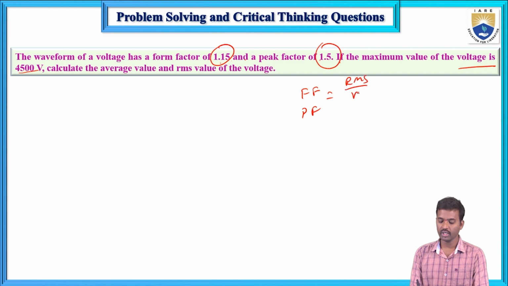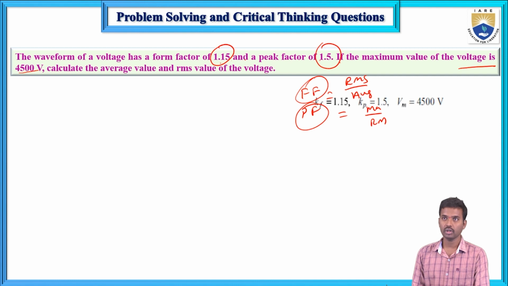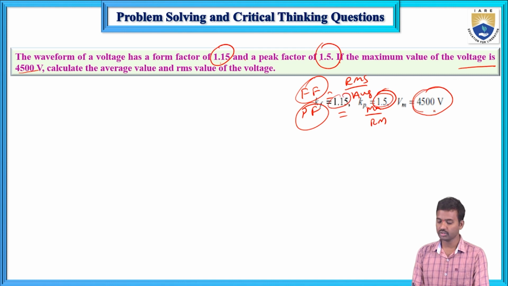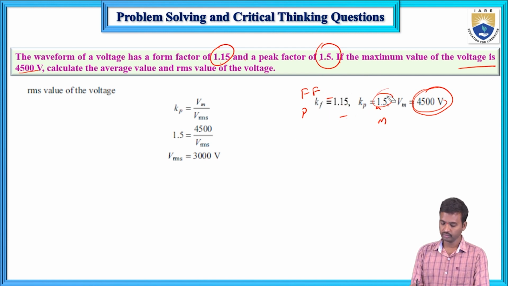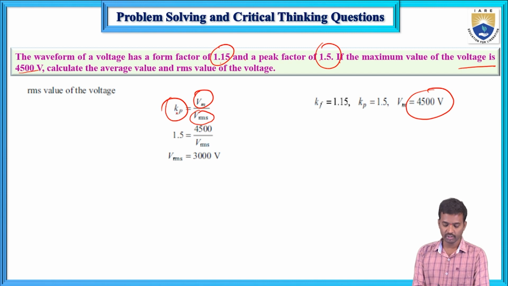Form factor means RMS value by average value, and peak factor means maximum value by RMS value. If you know the peak factor, form factor and maximum value, then you can calculate the average value and RMS value. So these are the values: the maximum value, the form factor, the peak factor, the RMS value and the average value. First, the peak factor: the maximum value is given as 4500, and the peak factor is given as 1.5. So I am representing it again.